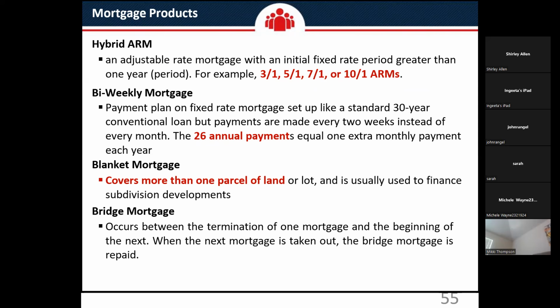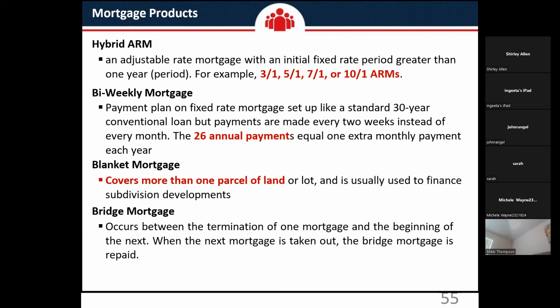A biweekly mortgage is a payment plan on a fixed rate mortgage that's set up like a standard 30-year conventional loan, but the payments are made every 2 weeks instead of every month. The 26 annual payments actually equal up to 1 extra monthly payment per year. So a biweekly mortgage is 26 payments. And I think there's another one with 24 payments, semi-monthly, like every 1st and the 15th, not the same as a biweekly mortgage.